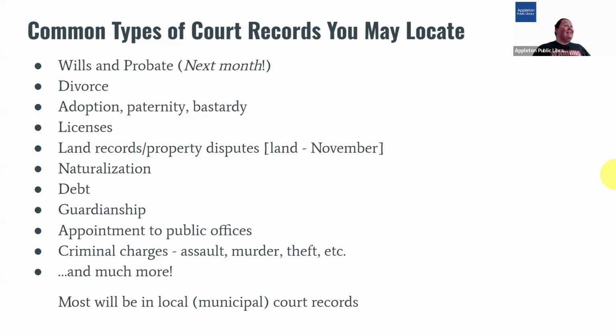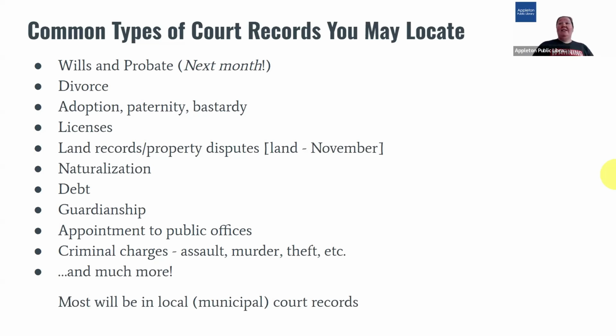The different licenses, like I said, for various different occupations. There's going to be land records or even property disputes that might be tried in the court cases. Again, we're going to talk really in depth about different land records in November. Naturalization, which we talked about a couple months ago. Maybe your ancestor had some debts and they were taken to court over those debts that they didn't pay, or maybe somebody owed them money and they took that person to court to try to get repayment of that debt.